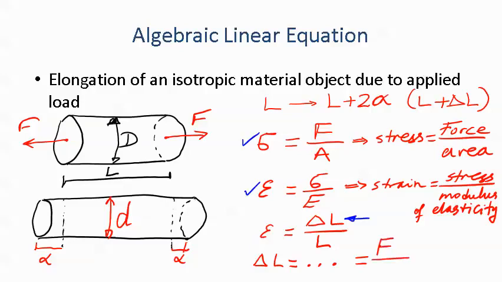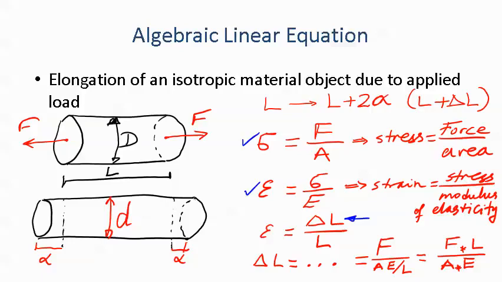F over AE divided again by L. So this is a nested fraction, and we can write it as F times L divided by A times E. So this will allow us to find out the elongation when a known force is applied to a known geometry.